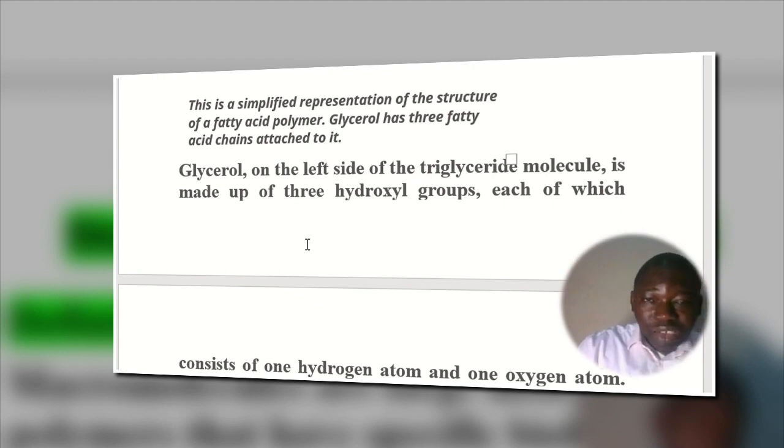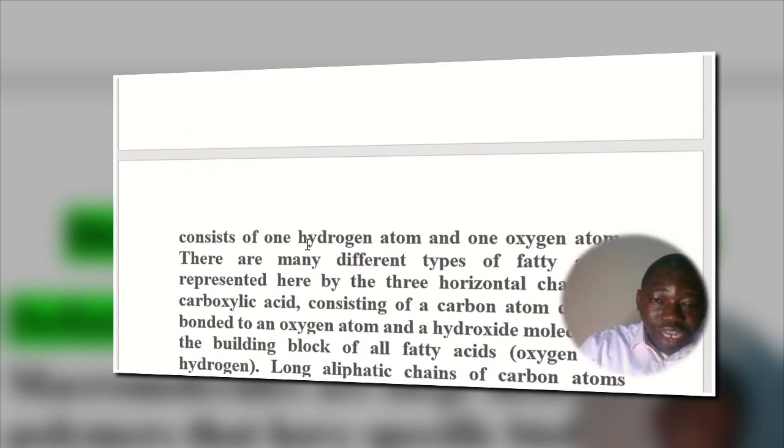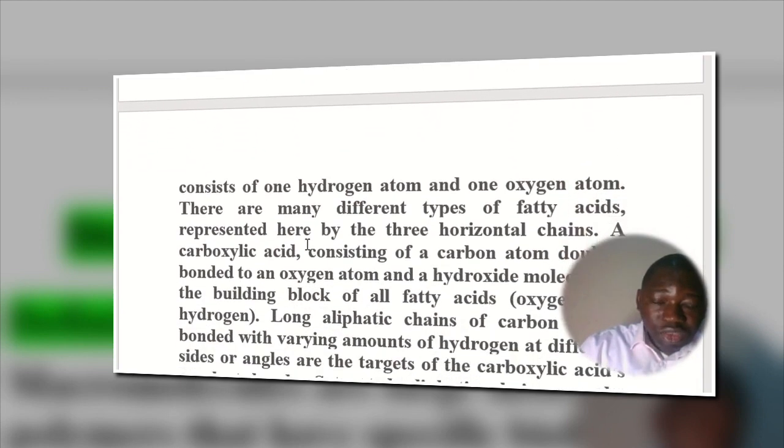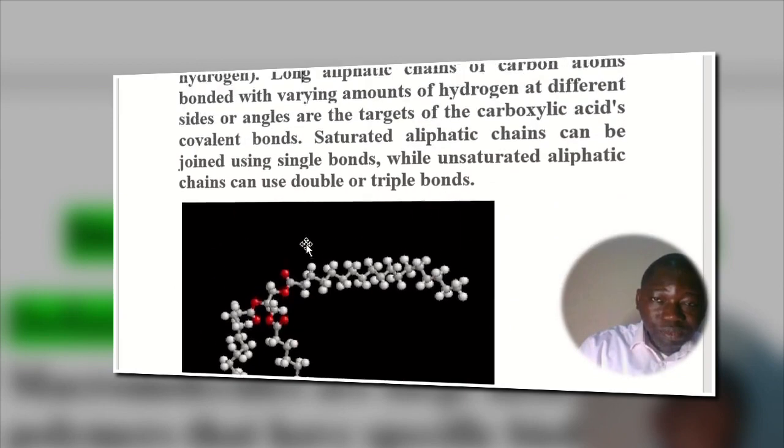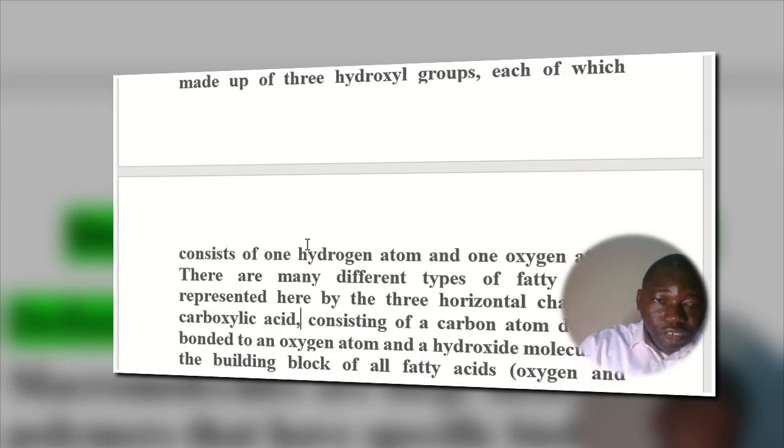Glycerol on the left side of the triglyceride molecule is made up of 3 hydroxy groups, that's OH, each of which consists of 1 hydrogen atom and 1 oxygen atom. There are many different types of fatty acids, represented here by the 3 horizontal chains.